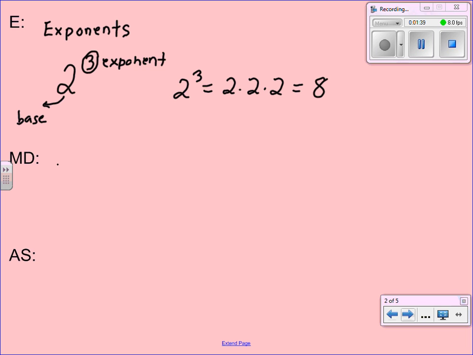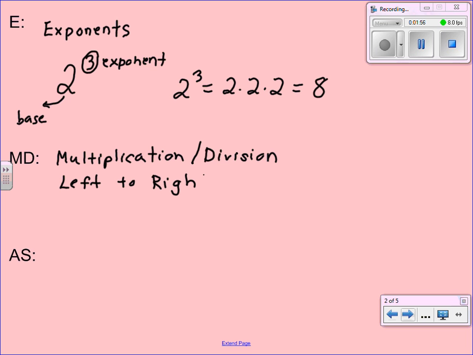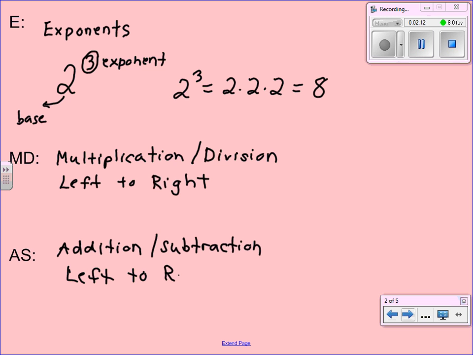M and D are grouped together because we work multiplication and division in order from left to right. They're really the same operation, so that's why we work them from left to right. The A and the S are also grouped together. This is addition and subtraction. And again, it doesn't matter what order you see those, we just work those from left to right.